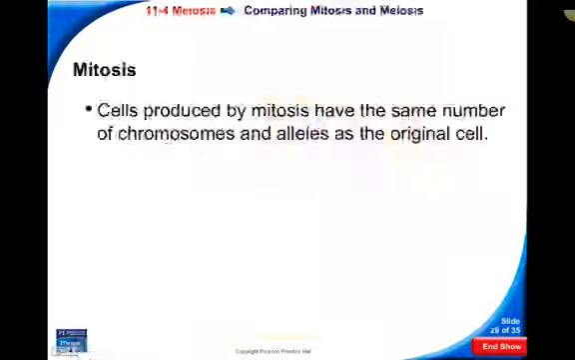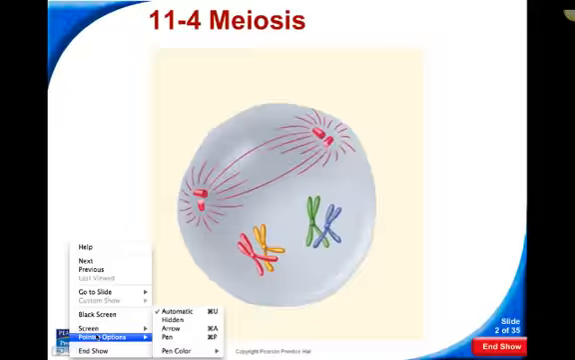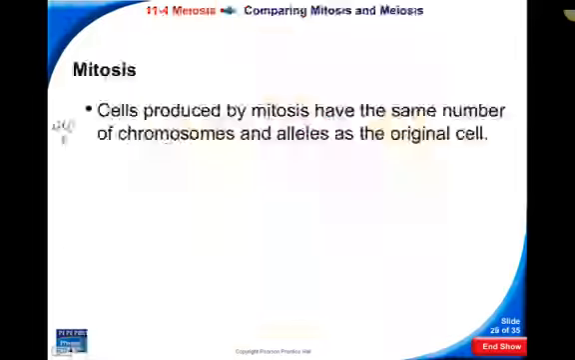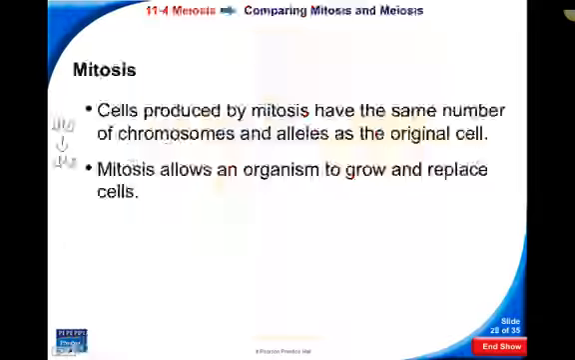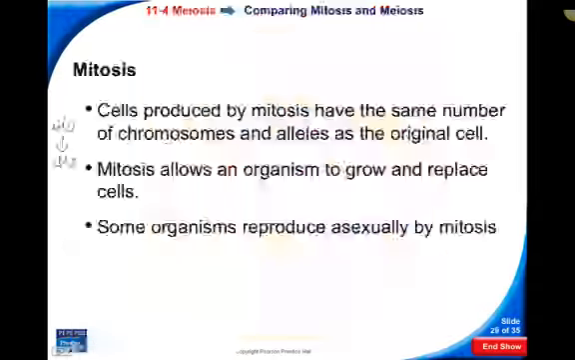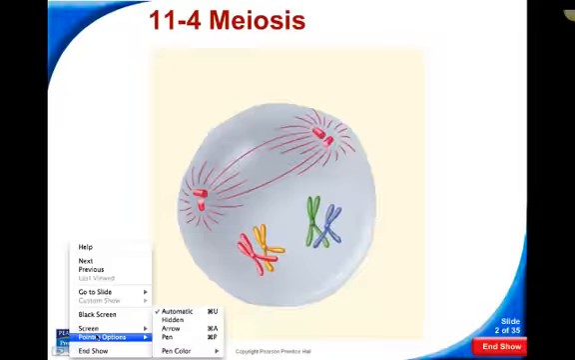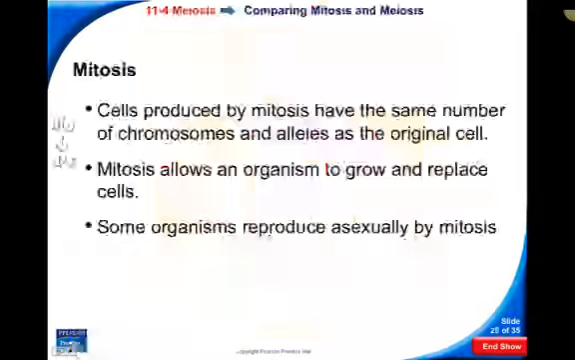Okay, cells produced by mitosis have the same number of chromosomes and alleles as the original cell. So in humans, a cell that has 46 chromosomes goes into mitosis and comes out with 46. It allows the organism to grow and replace its cells. Just like if you got a cut, it allows your body to heal itself by growing new skin cells. Some organisms actually reproduce asexually by mitosis. However, if they reproduce by mitosis, they are all going to be genetically identical. And this is not good.